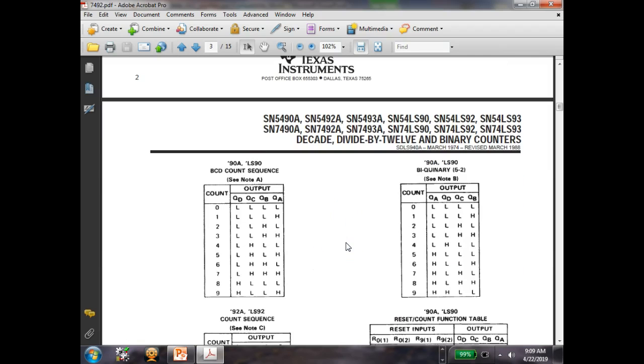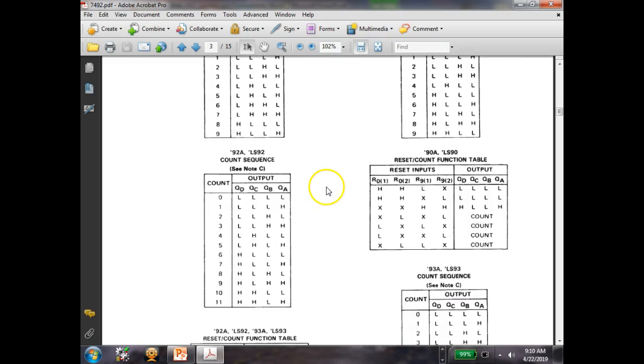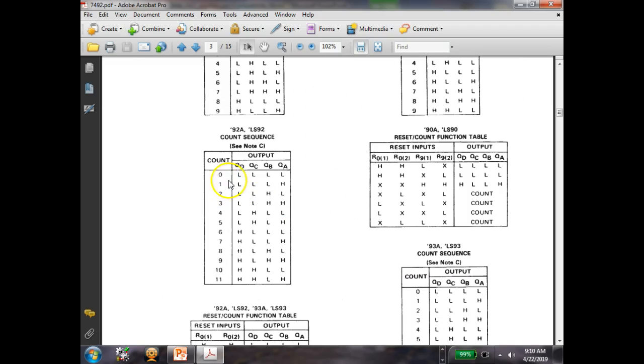And this shows me the count on a 7490. So notice it goes from what? 0 through what? 9. And then if we keep counting, it will do what? It would just roll around, right? You understand? And then this is a 7492. It's going to count from 0 to 11. And like I said, I've never seen this because that's not even a base, right? You understand?